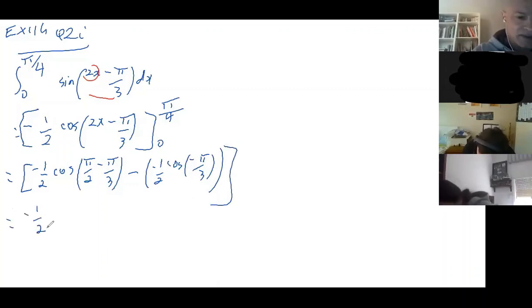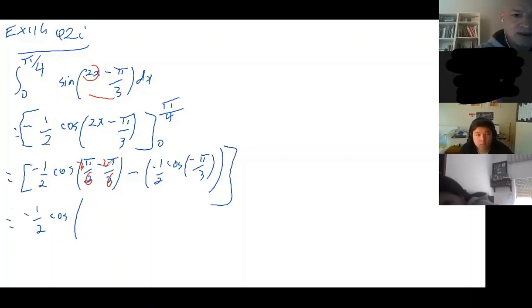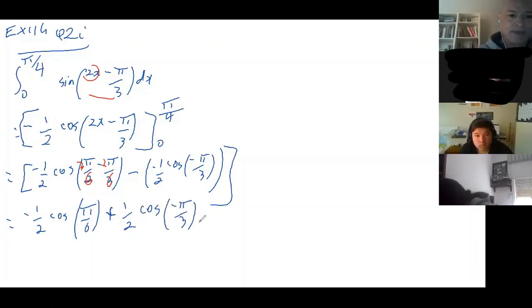This is negative a half cos. I'm going to get a denominator of 6. So this is a 3 pi over 6, and this is a 2 pi over 6, and I'm going to work that out. So 3 minus 2 becomes pi over 6. Minus, and another minus gives me a plus. So I get my half cos of negative pi over 3. Any questions at the moment?